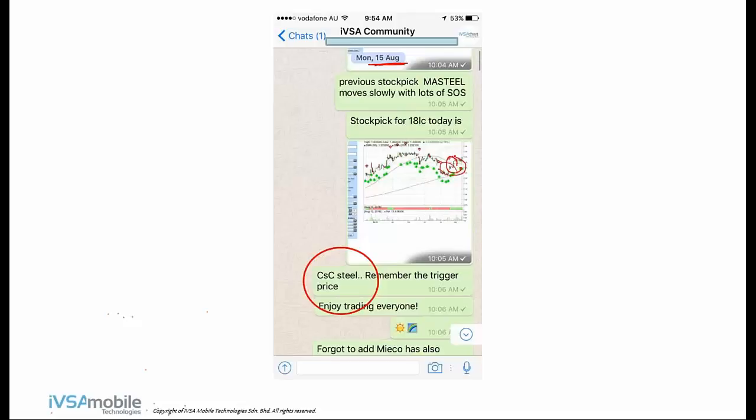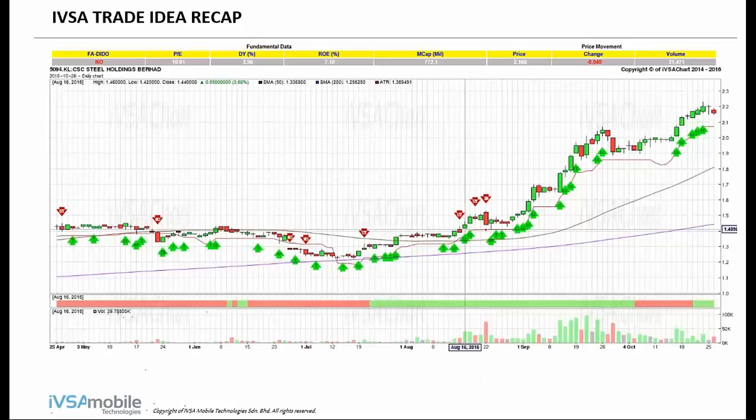Now, when we talk about this stock on the 15th of August, picking it from the 18LC screener from iVSA chart, some of our members went in, and we always encourage them to run the profit. When we talk about running the profit, we are talking about running the profit with the stop loss in mind as well.